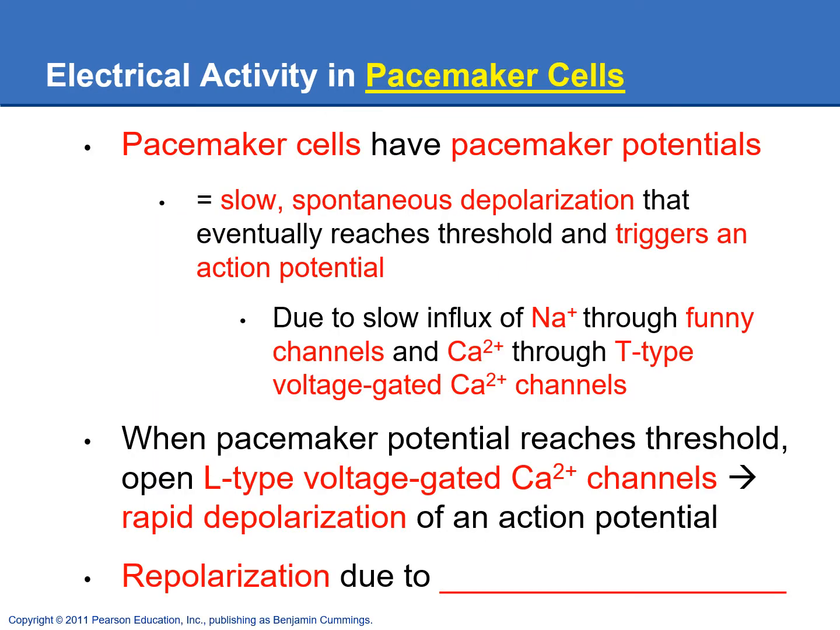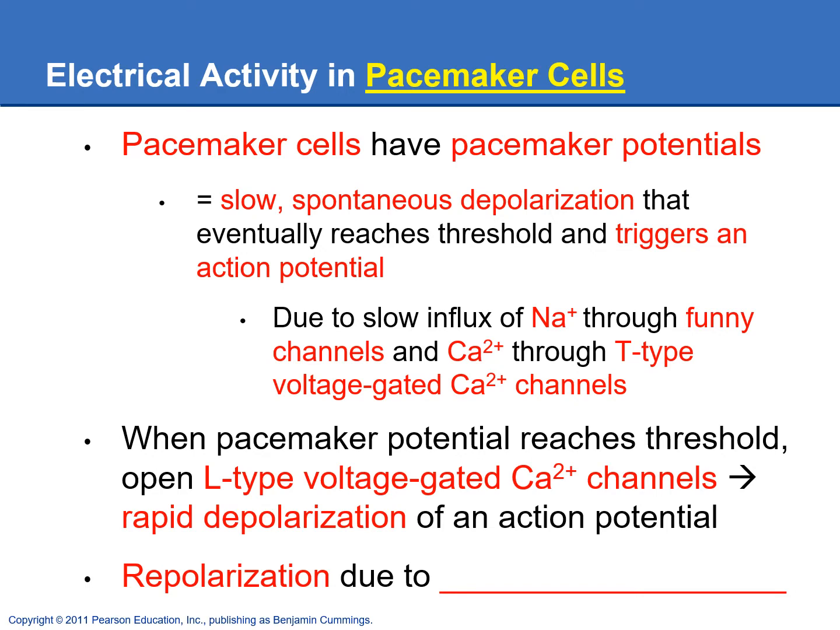So looking at the electrical activity in the pacemaker cells, remember these are in the SA and the AV nodes. They will just spontaneously depolarize and create these pacemaker potentials, which are graded potentials, and then that will trigger an action potential to occur in the SA and AV nodes.